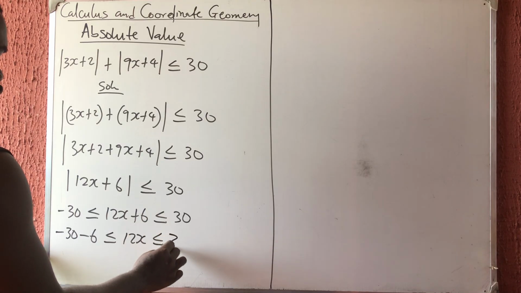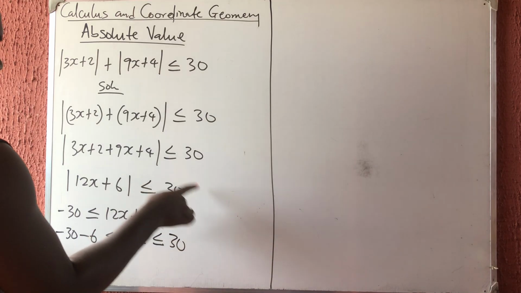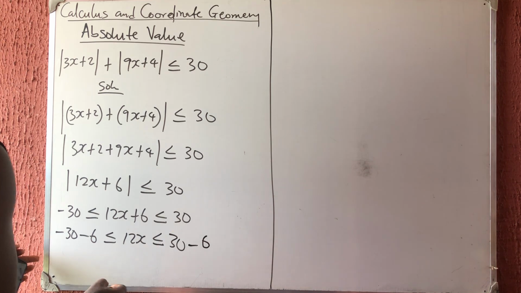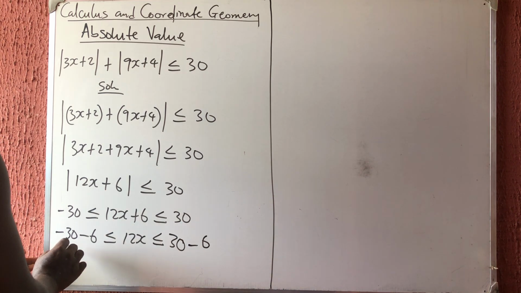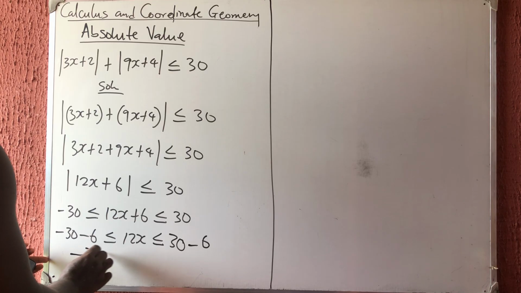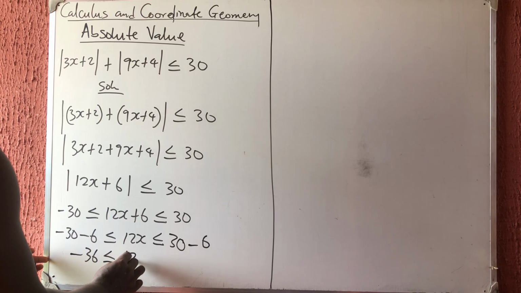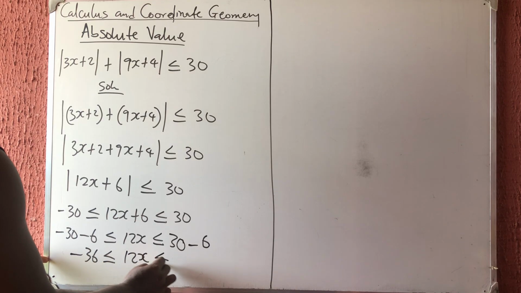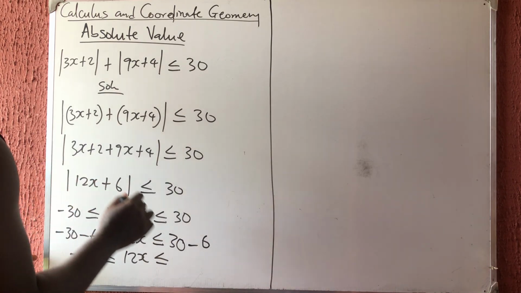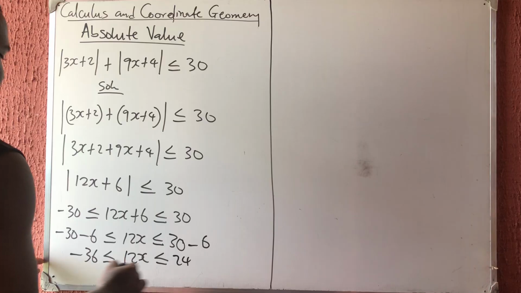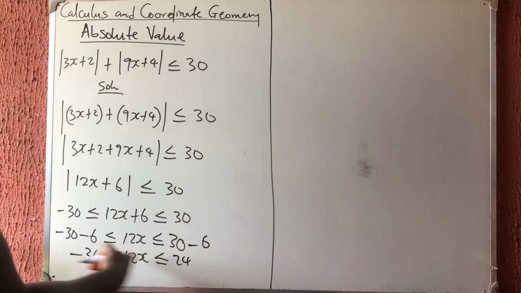Students make the mistake of just writing 30, forgetting to move this one to this side again to be minus 6. If you make that mistake, you must fail. So please be cautious of that mistake. So I'm going to have minus 36 is less than or equal to 12x, which is less than or equal to what? 24, right? 24. So we're going to divide both sides by 12.